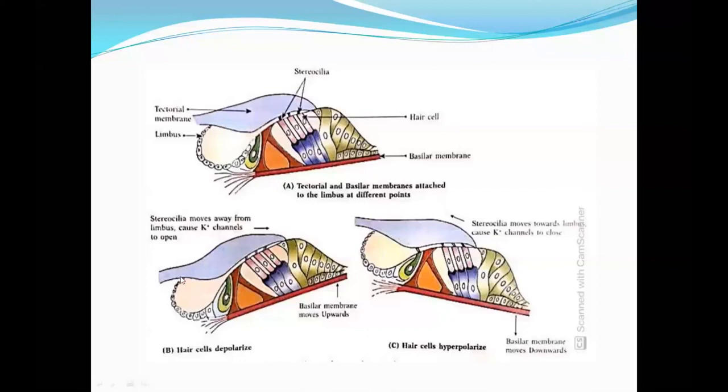See, this is limbus, this is tectorial membrane, this is stereocilia. When the basilar membrane moves upward, it leads to the movement of the stereocilia away from the limbus. This will lead to the opening of the potassium channels and will lead to depolarization. Here, when the basilar membrane moves downward, the stereocilia move towards the limbus. This is limbus, it moves towards the limbus.